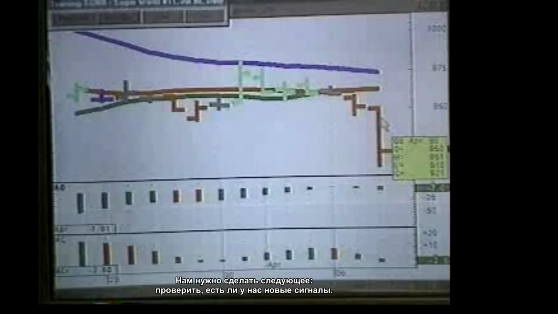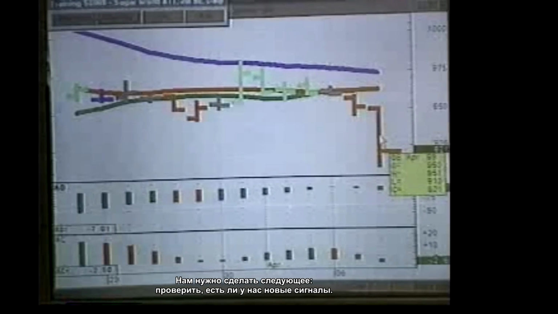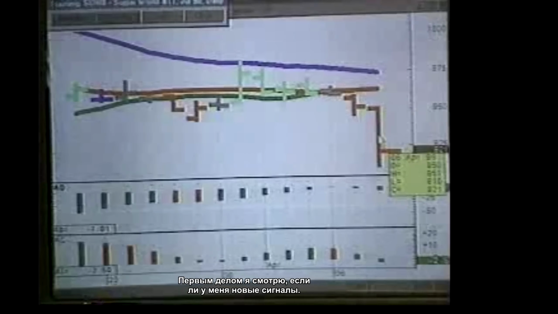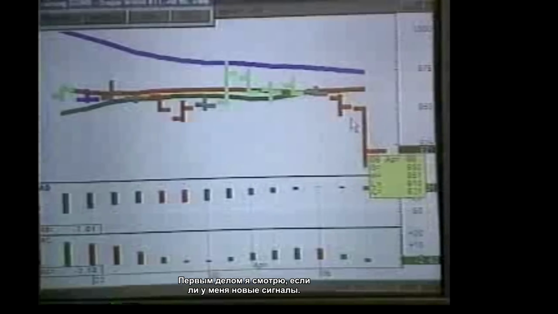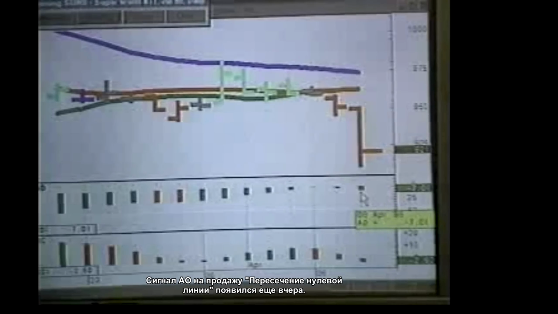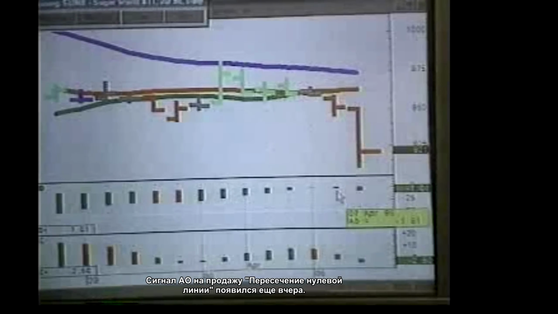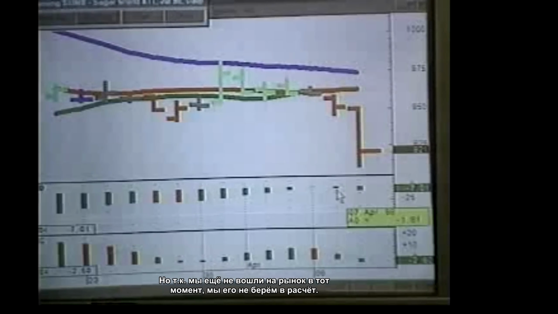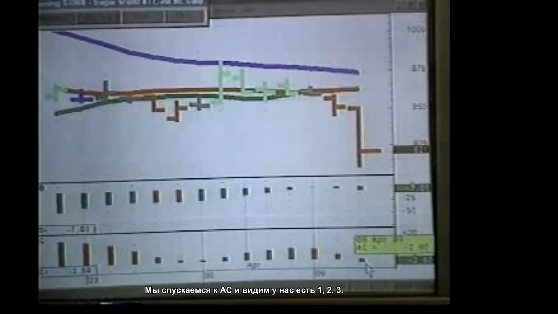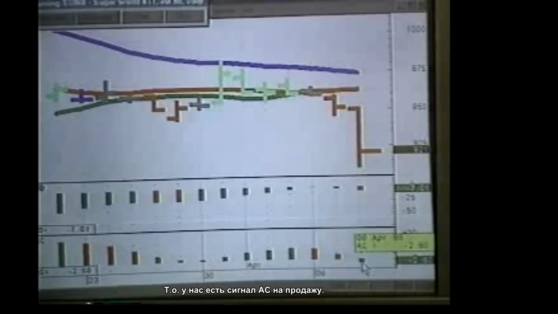So we need to do a few things. We need to go through, see if we have any new signals, and we also need to place our stop. So the first thing I'm going to do is see if I have any signals. Well, we had an AO sell cross the line yesterday, but since we weren't already in the market, we won't take that. We come down to our AC and see we have 1, 2, 3. So we have an AC sell signal.